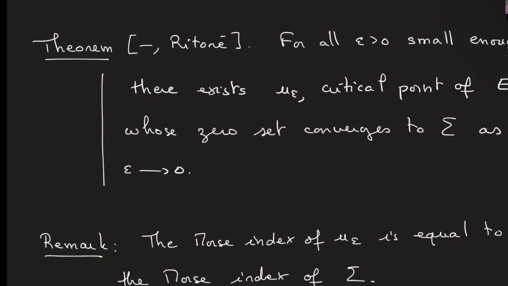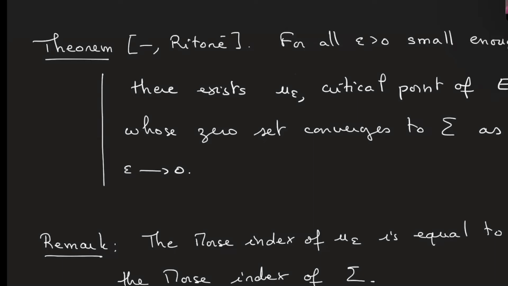The result says that for all epsilon small enough, you can find a critical point of the energy. Remember that the energy depends on epsilon. And the 0 set of this critical point, in fact, is a very nice hypersurface, which is extremely close to sigma, and in fact converges to sigma in any good topology as epsilon tends to 0. Also, what you can check from work which was done later on is that the Morse index of these solutions is in fact equal to the Morse index of the minimal surface.